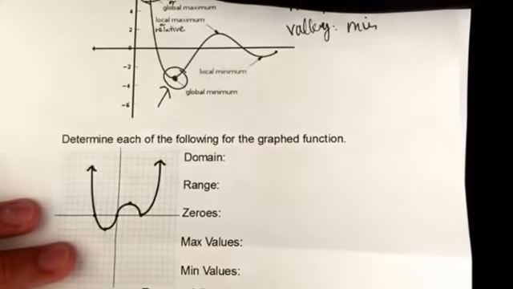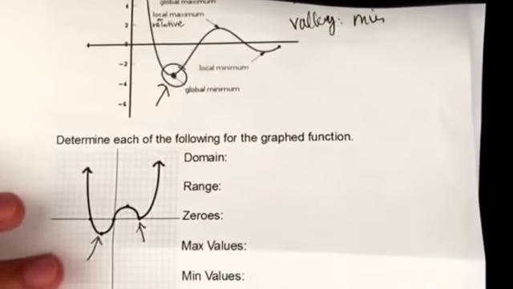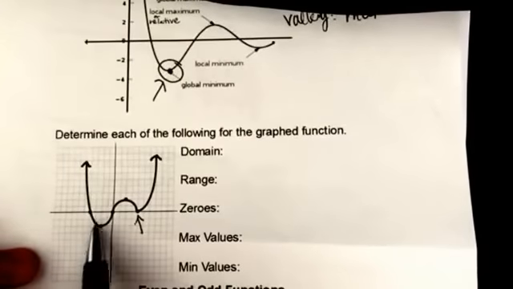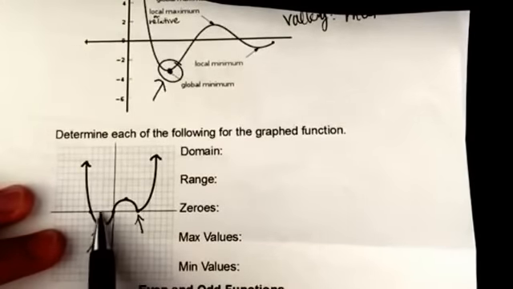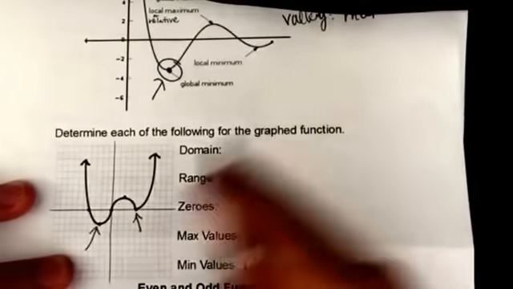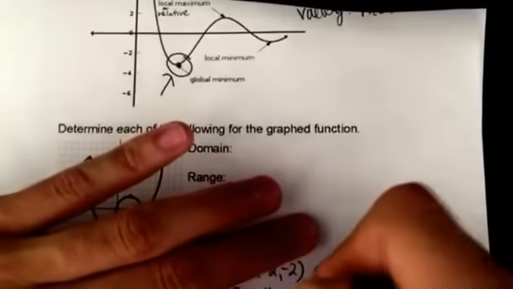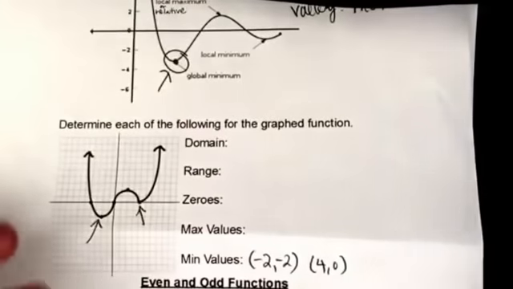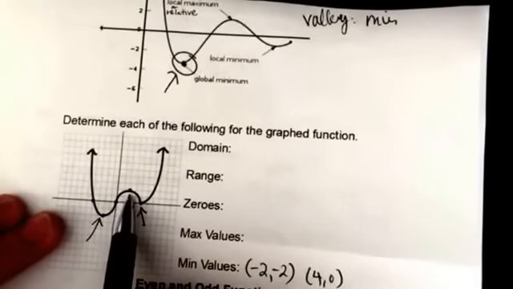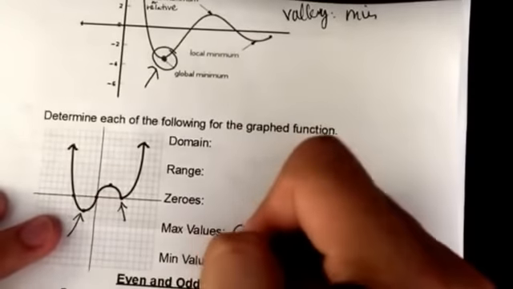If you look, you've got two valleys. You've got one there and one there. So we just need to identify both of those coordinate points. This coordinate point here looks like it is at negative 2, negative 2. This one here is at 4, 0. So those are my two minimums. I've got one maximum, one hump in the graph, at 2, 2.